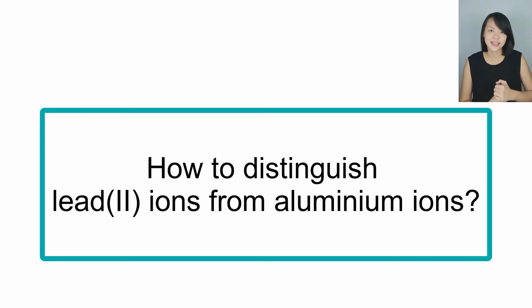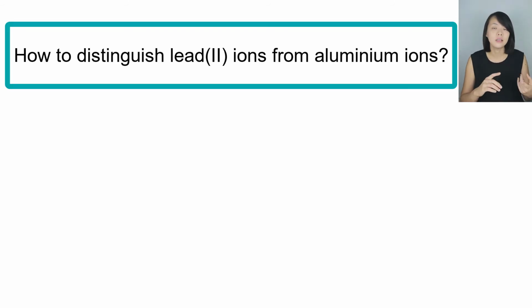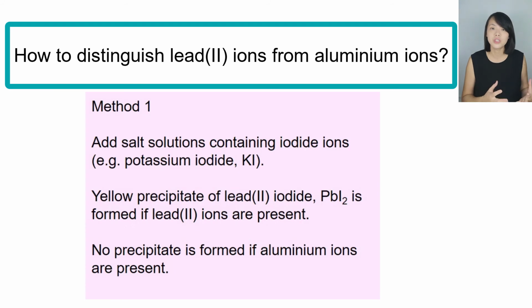Now, have you thought of a method? There are two ways that you can distinguish lead-2 ions from aluminium ions. The first way, you can add salt solutions that contain iodide ions, for example, potassium iodide. If the unknown solution contains lead-2 ions, then you will see a yellow precipitate form if you add in potassium iodide into the solution. The yellow precipitate is lead-2 iodide, which is yellow in color.